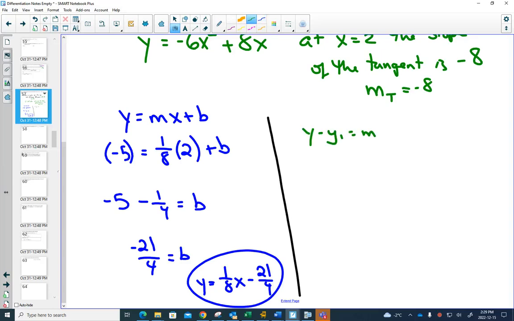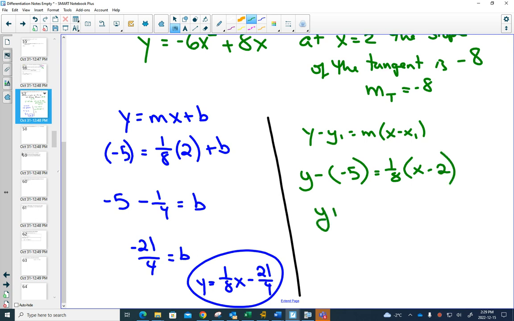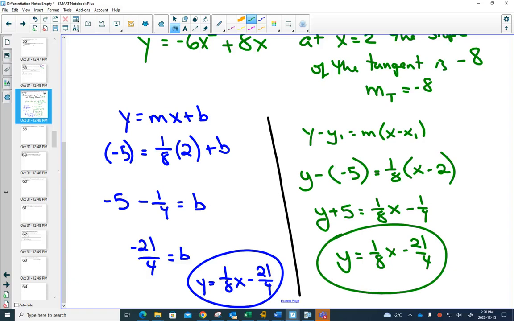The other form: y minus y1 equals m(x minus x1). You'd plug in your point. Again, y value is -5. The slope was 1/8. The x value was 2. That gives you y plus 5 equals 1/8x minus 1/4. Subtract 5 on both sides. 5 is 20/4. So you would get the same equation whether you used one form or the other.